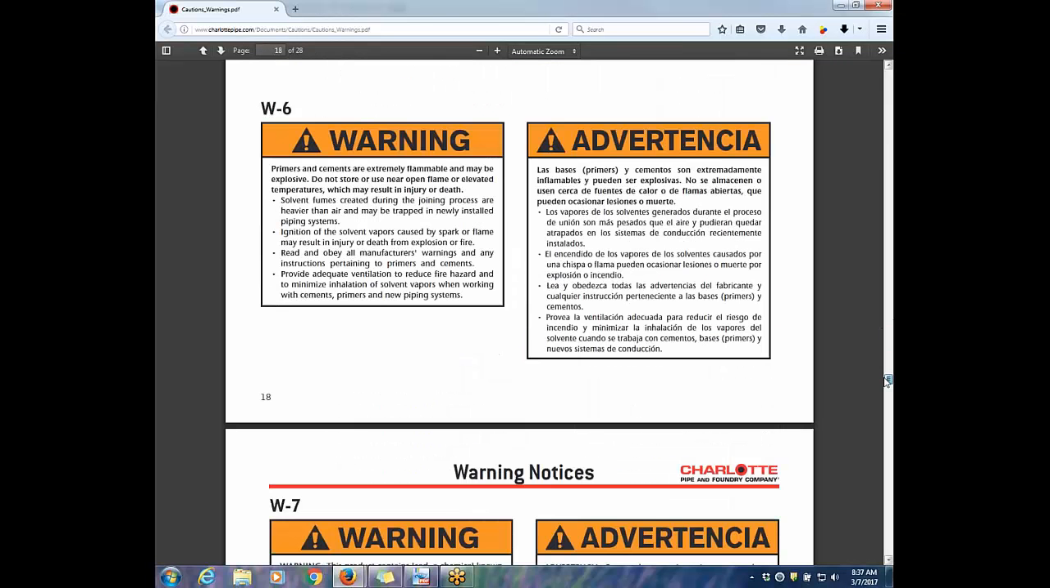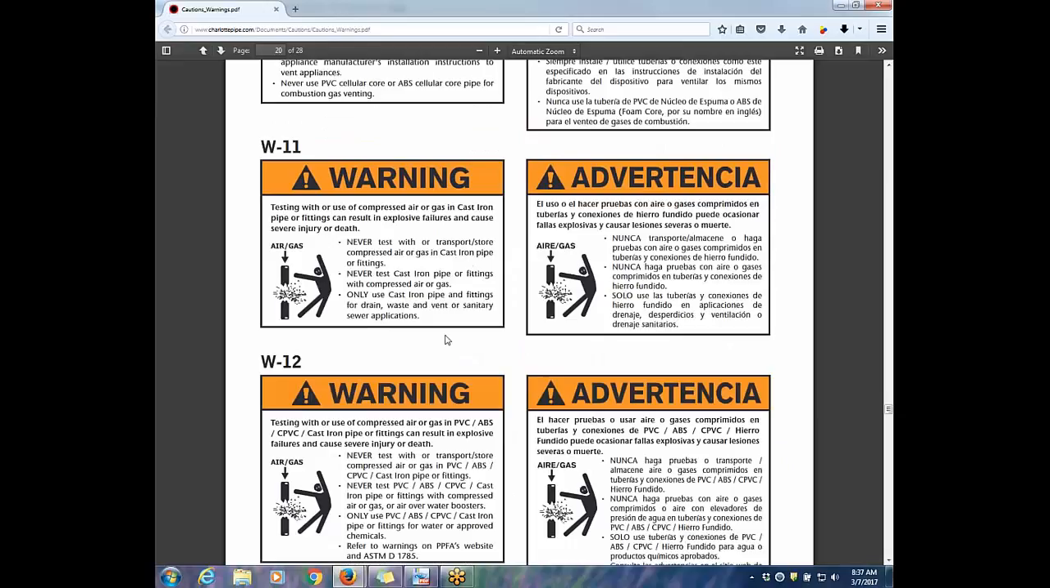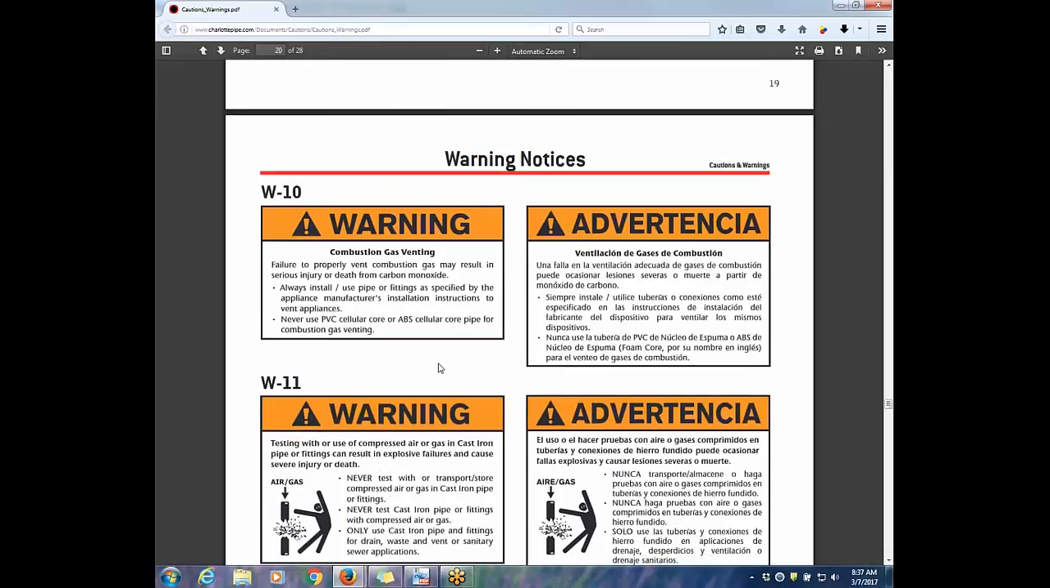And they specifically talk about combustion gas venting. So here's the funny part. The first bullet point says, always use pipe or fittings as specified by the appliance manufacturer's installation instructions to vent appliances. So if I look at Coleman or York, or even, again, to my dismay, American Standard has got on board, it says right in their instructions you can use cellular core.